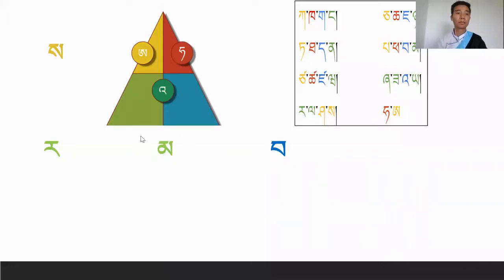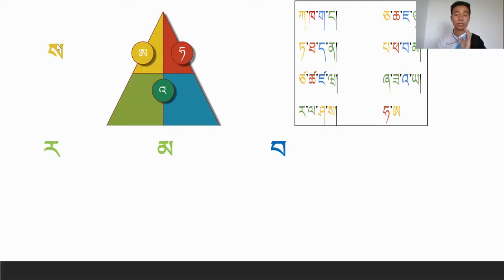These are the 4 characters from the 30 consonants. There's nothing special here. Today I will teach these 4 characters from the 30 consonants. The first one is sa, sa, sa.